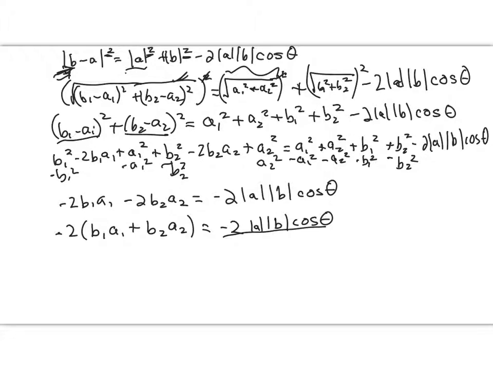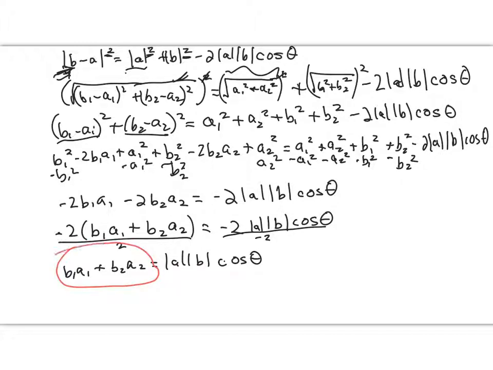And finally, I can divide both sides by negative 2, and I'm left with b1 a1 plus b2 a2 is equal to the magnitude of a times the magnitude of b cosine theta. Okay, this right here, I'm going to circle it in red. That's called the dot product. And that's what we're going to work with today, as well as finding the angle between two vectors.